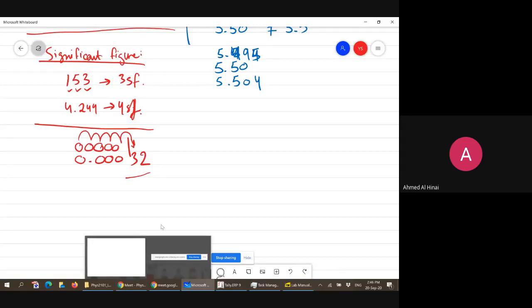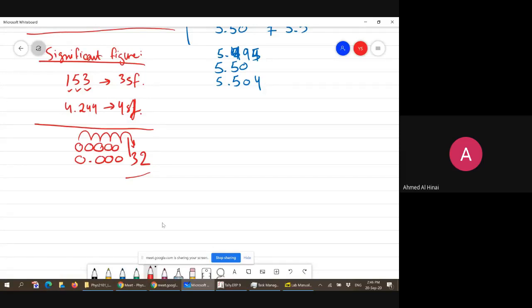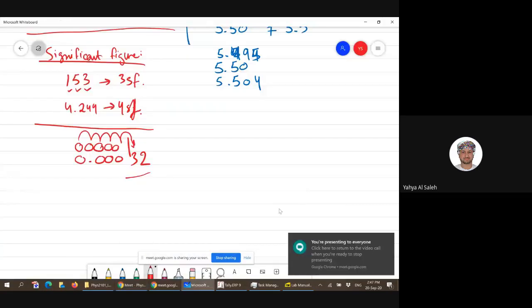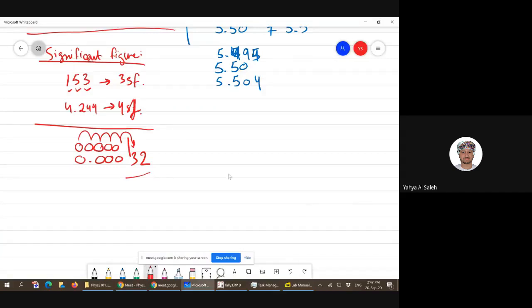Not 2. Sorry, say that again? I didn't hear you. It is 5. It's 5 significant. Not 2. This has 5 decimal points, but 2 significant figures.